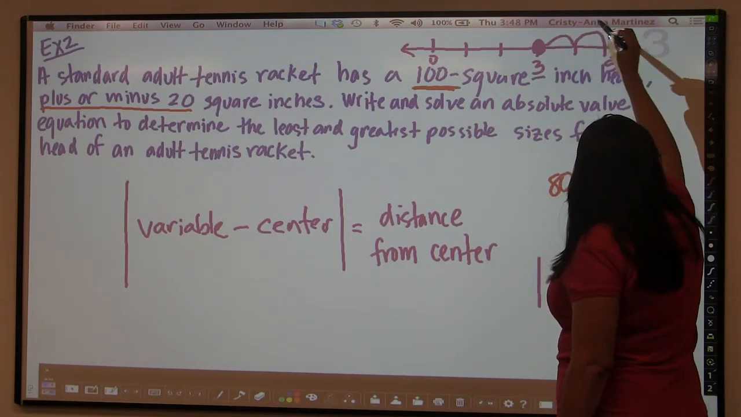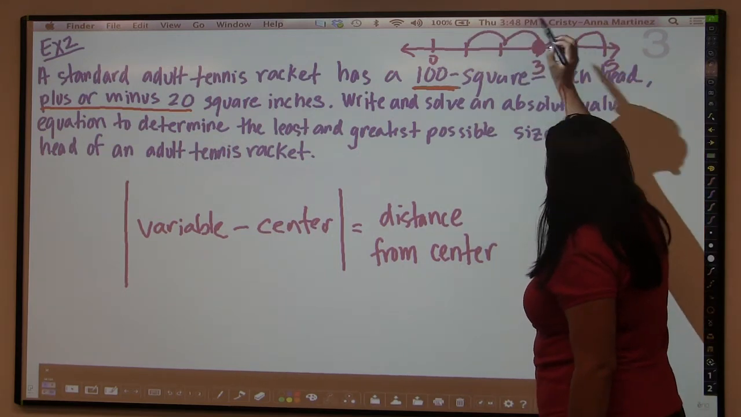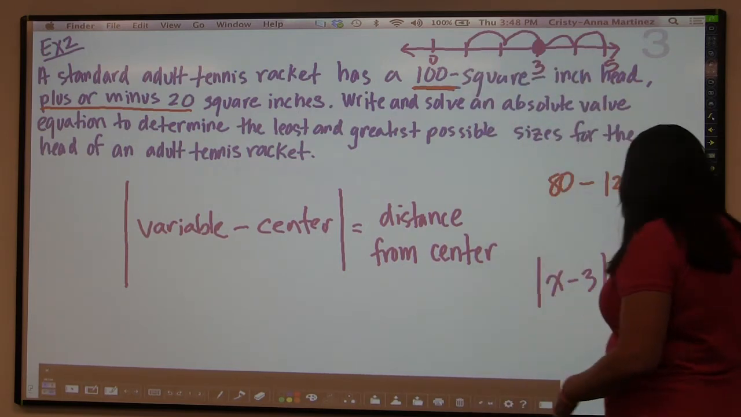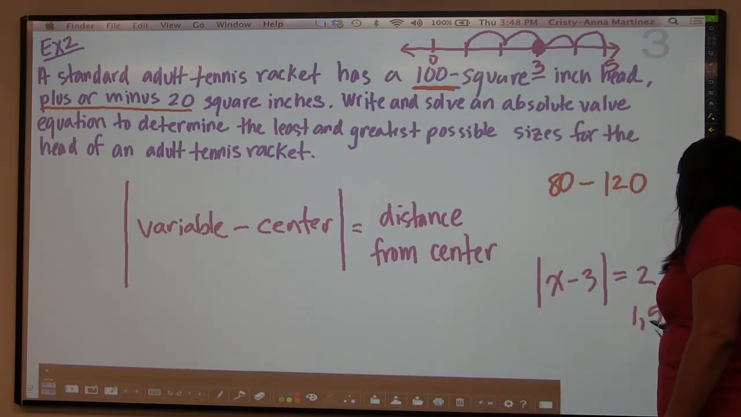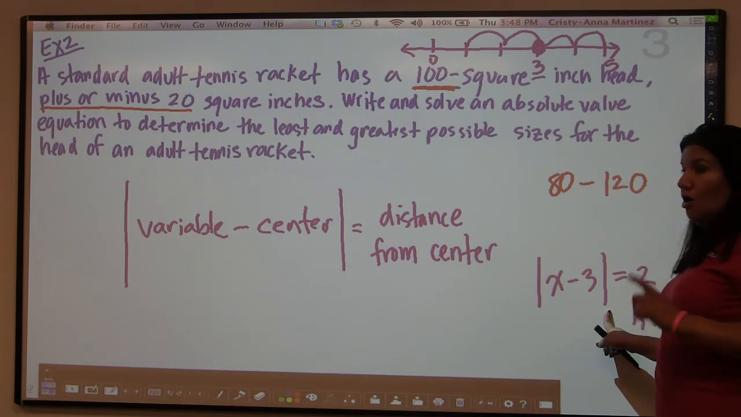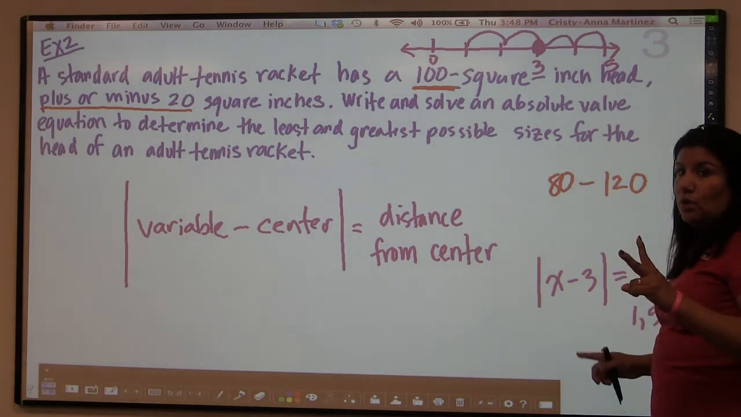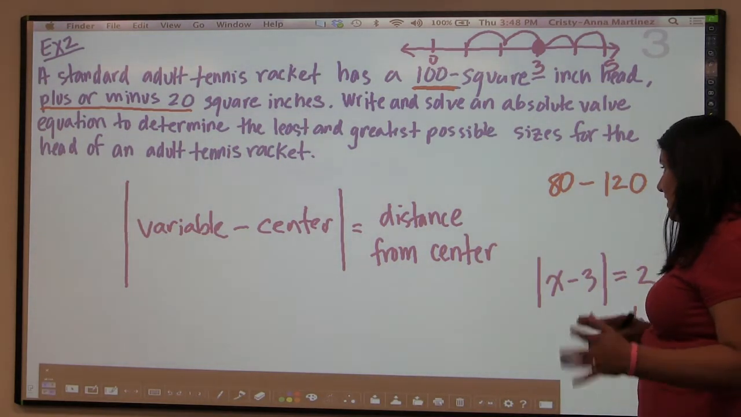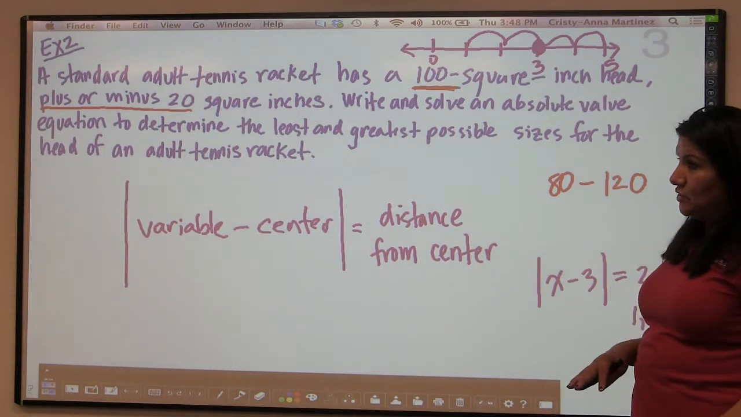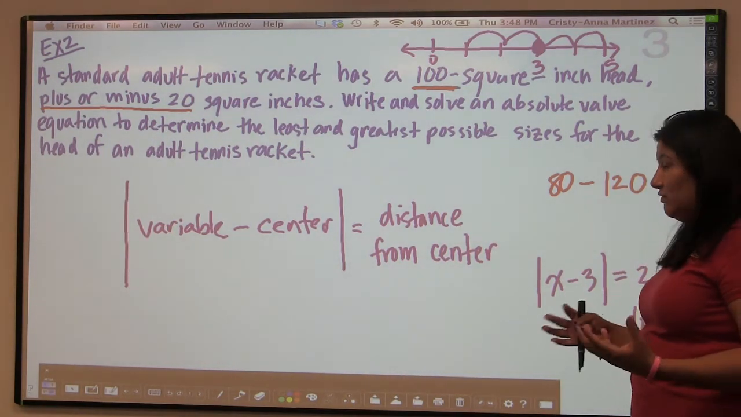That's 1 unit away, 2 units away, 1 unit away, 2 units away. So this would be 1, 2, 3, 4, 5. So 1 and 5. My answers would be 1 and 5. Algebraically, what that means is that I have to solve an absolute value. Always solve absolute values with 2 cases, a positive case and a negative case. As we saw earlier, you could have positive 2 or you could have negative 2. That's why we have to use 2 different cases.